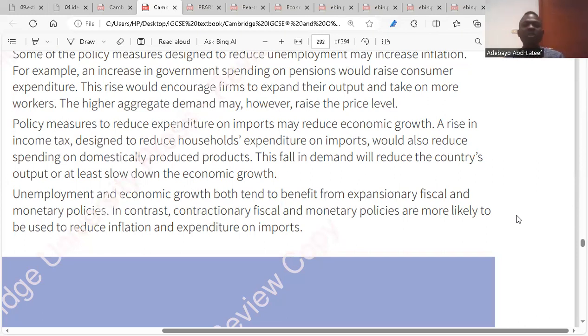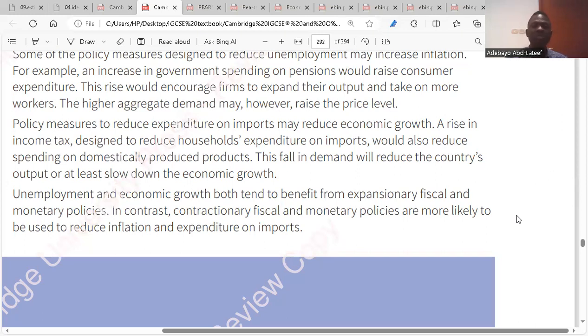Unemployment and economic growth both tend to benefit from expansionary fiscal and monetary policies. In contrast, contractionary fiscal and monetary policies are more likely to be used to reduce inflation and expenditures on imports. Government might not want to increase unemployment in the economy. Government might want to reduce unemployment and at the same time encourage economic growth. Economic growth and reducing unemployment are government aims. But how would government be able to do these two together?